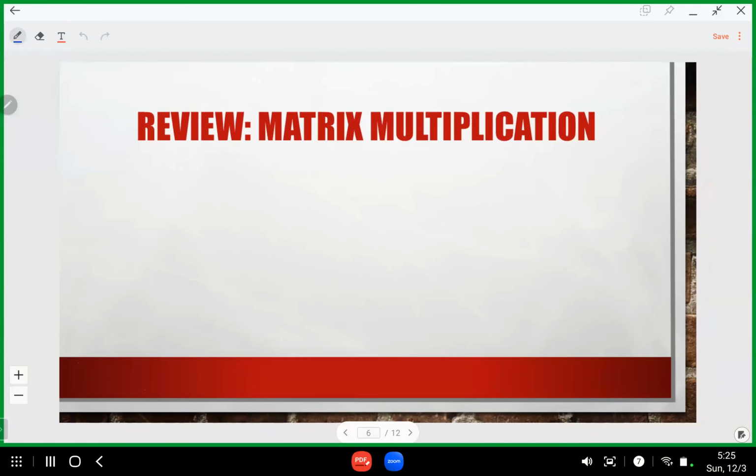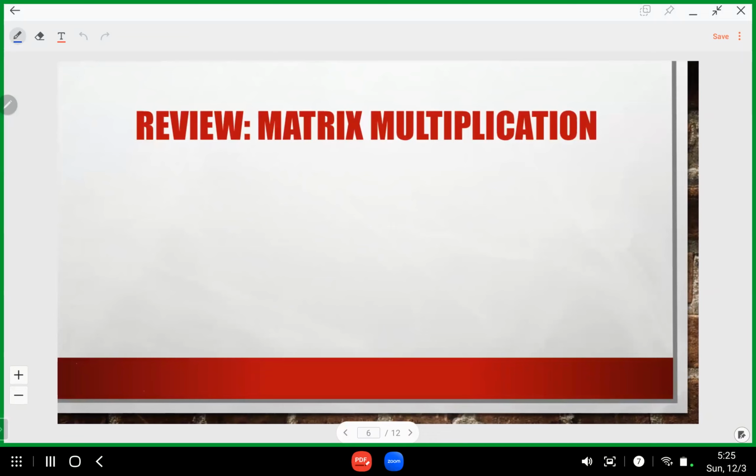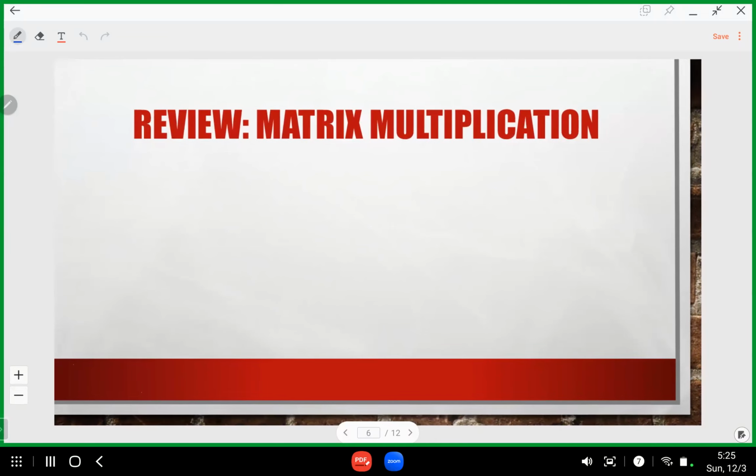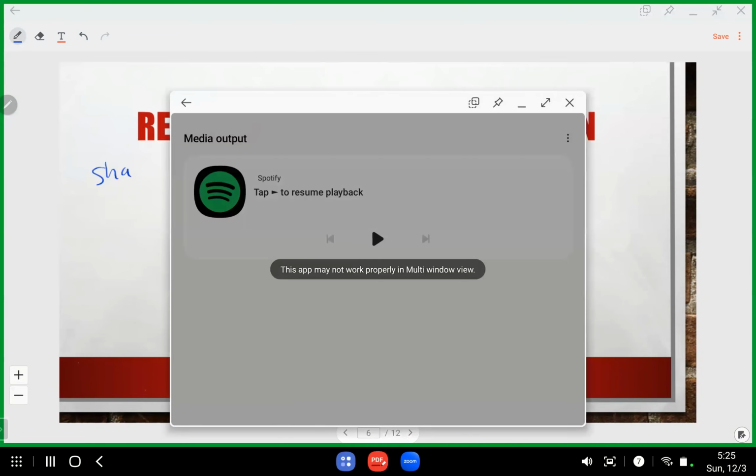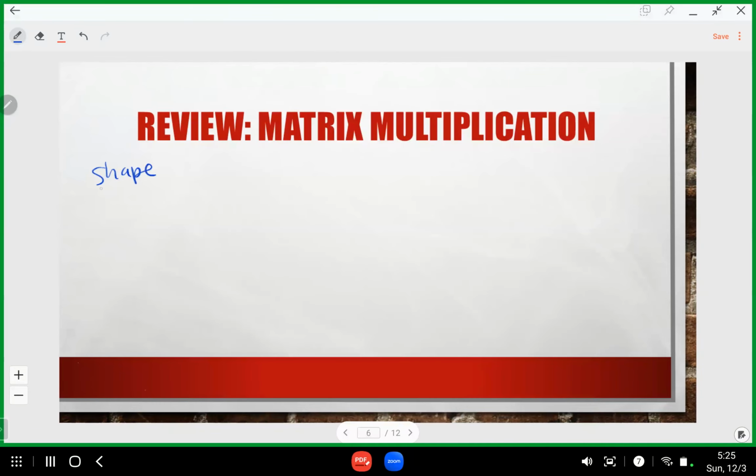So now we're going to review some matrix multiplication. And how exactly do we do that? So I'm just going to, again, review the shape that you need. The desired shape would be this, right? You have to have the same P, right? Then your resultant would be M by N, right? Pretty self-explanatory.